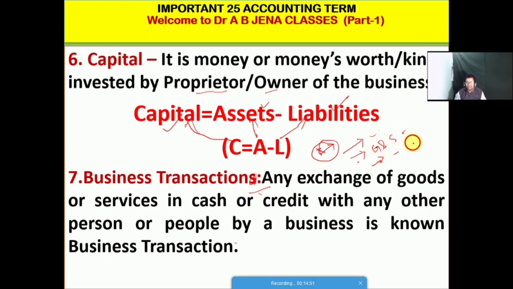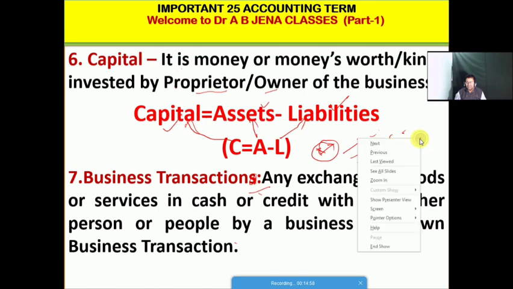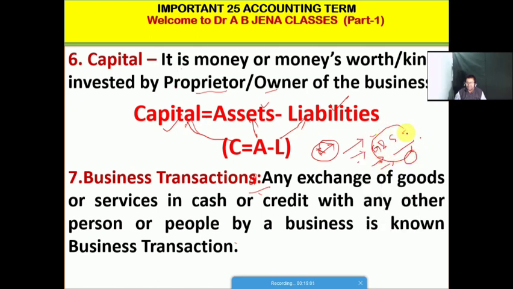Similarly you will pay some amount to the creditor. Similarly you will receive some amount from the debtor, I mean the customer. So these are the examples of business transactions. Similarly for your business, you will purchase some assets. So different types of assets, in the next video we will discuss.